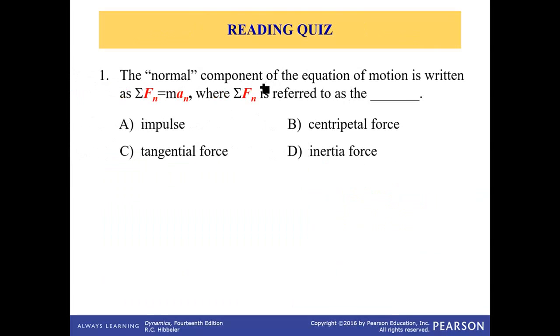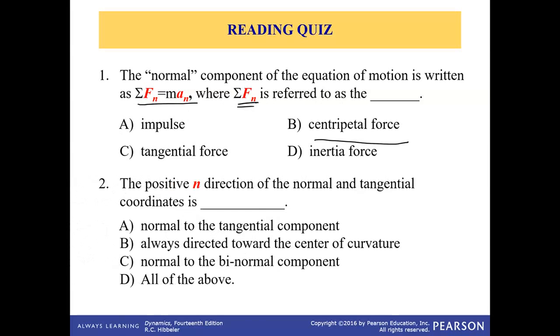So the normal component of the equation of motion is written as sigma Fn equal to m an, where sigma Fn is referred to as the centripetal force. So when a particle has motion along the curved path, it experiences centripetal force, and that force is sigma F equal to sigma Fn, the sum of the forces along the normal direction.